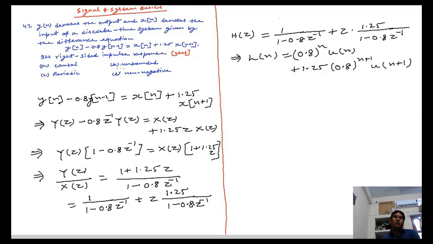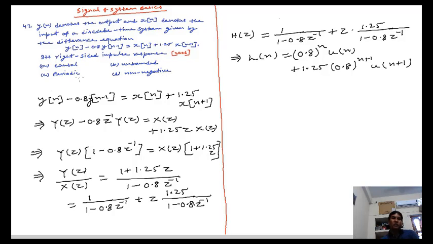Another option, option B, is unbounded. Let us see whether it is unbounded or bounded. This is not unbounded. It will always be bounded, because if we take infinite power, then 0.8 to the power n will tend to 0, and 0.8 to the power n plus 1 will also tend to 0. And for any finite value of n, the value of h[n] will be finite. So it is not unbounded, it is bounded. So option B is also not correct.